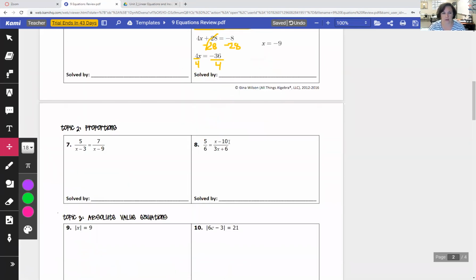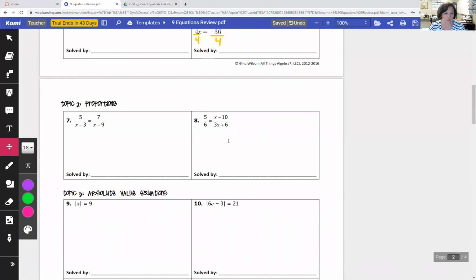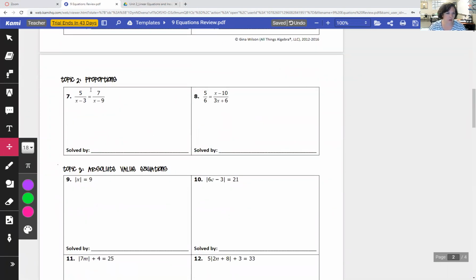I'm going to scroll down the page and look at our proportions. I want to solve one of these. I am going to solve number 7. Okay, in order to solve proportions, we cross multiply. So I will multiply 5 times x minus 9 and 7 times x minus 3. And that means I get 5x minus 9 equals 7 times x minus 3.